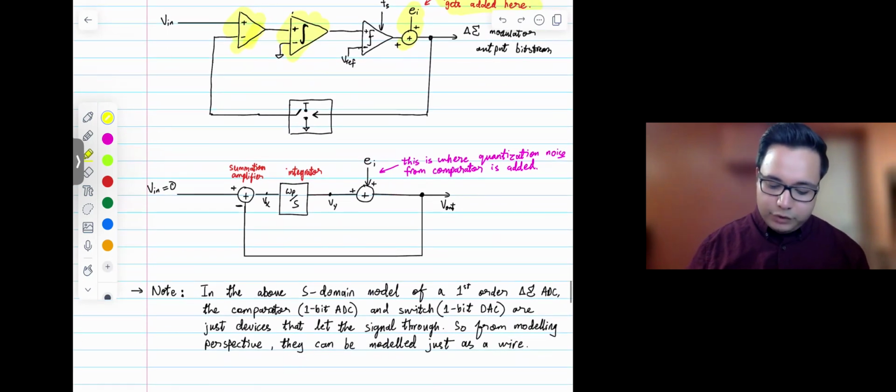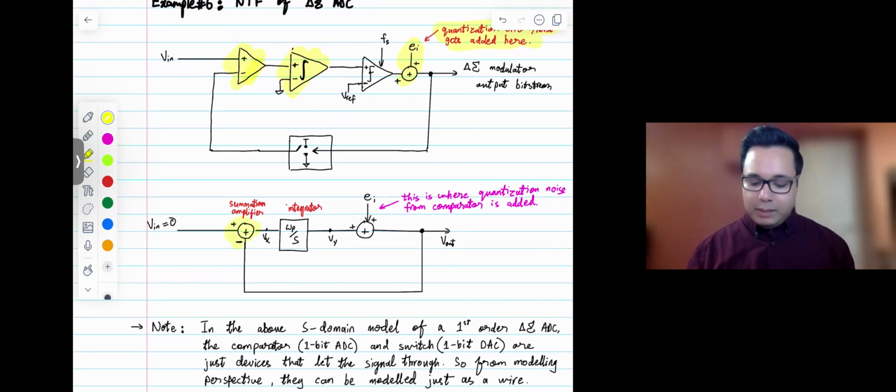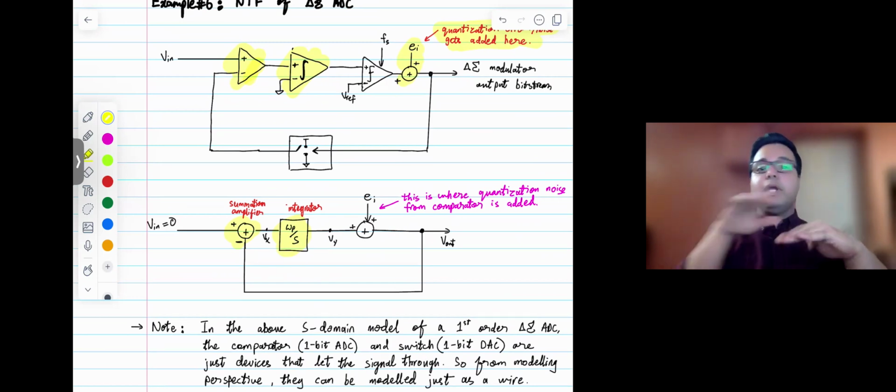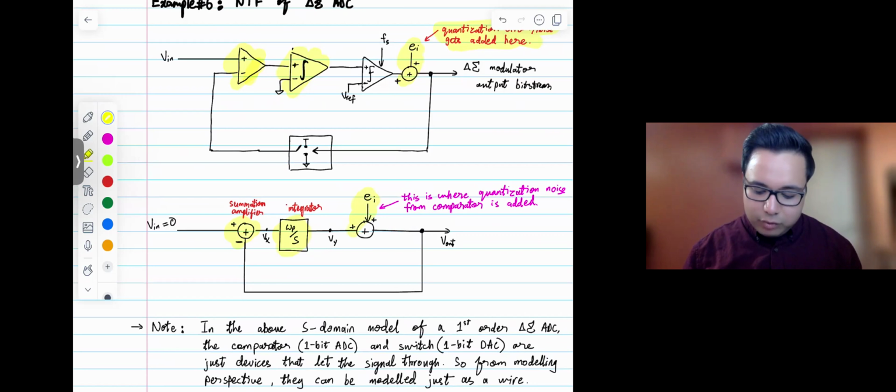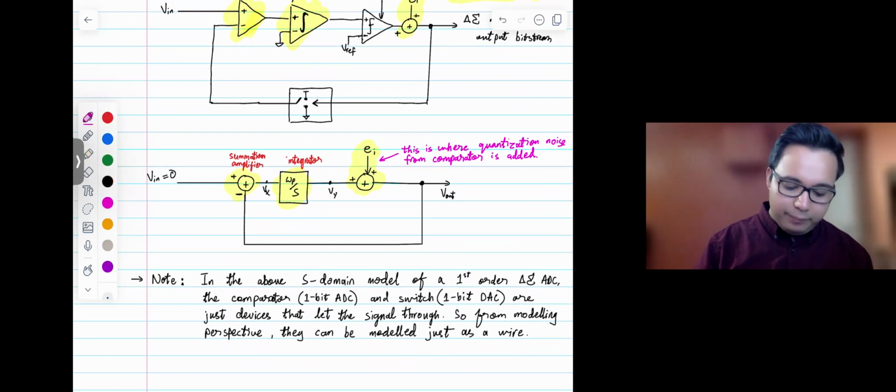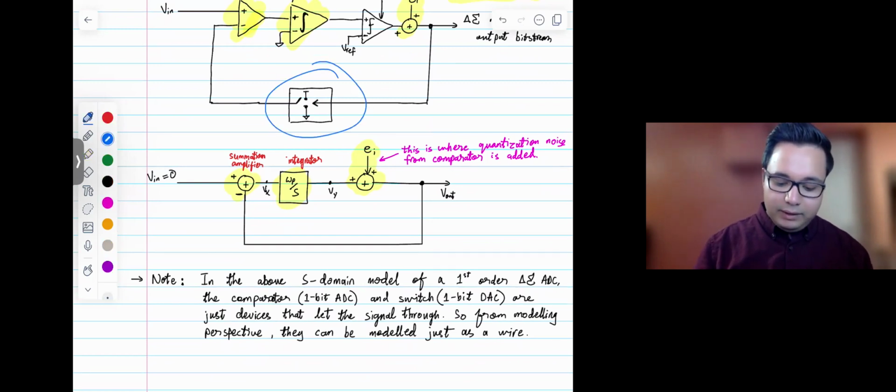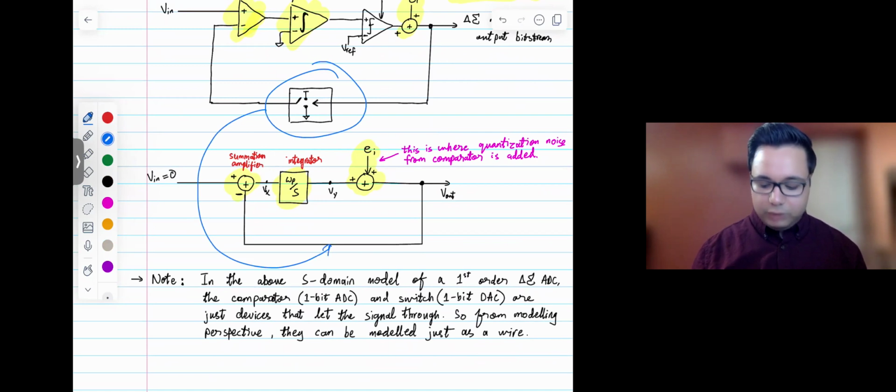this one 1-bit first order delta sigma ADC. So here we have the summation amplifier, that's the integrator, and then the comparator is basically, since it is a 1-bit ADC or a comparator, just letting the signal through. And so in the S domain, it's modeled as a wire, but we have to model the EI, which is the quantization noise added in the loop. Similarly for the DAC, again, it's just letting the signal through, so it's modeled by just a wire over here.